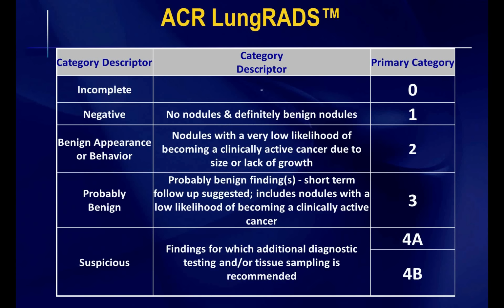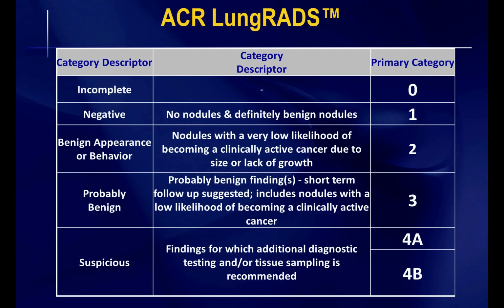Category 1 is an outright negative exam with no nodules or definitely benign nodules, such as calcified granulomas or fat-containing hamartomas. Category 2 is benign in appearance or benign in behavior. These are nodules with a very low likelihood of becoming a clinically active cancer due to either small size or lack of growth. Together, categories 1 and 2 are used to define the total number of negative screens. Categories 3 and 4 are positive screens.